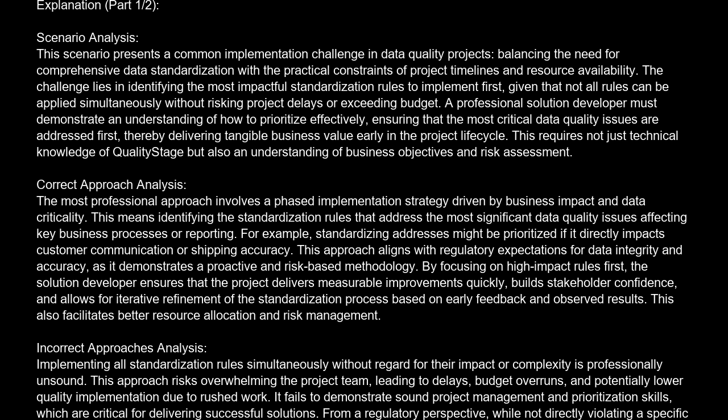Incorrect approaches analysis. Implementing all standardization rules simultaneously without regard for their impact or complexity is professionally unsound. This approach risks overwhelming the project team, leading to delays, budget overruns, and potentially lower quality implementation due to rushed work. It fails to demonstrate sound project management and prioritization skills, which are critical for delivering successful solutions. From a regulatory perspective, while not directly violating a specific law in this context, it represents a failure in due diligence and responsible implementation, potentially leading to prolonged periods of poor data quality that could have downstream compliance implications.